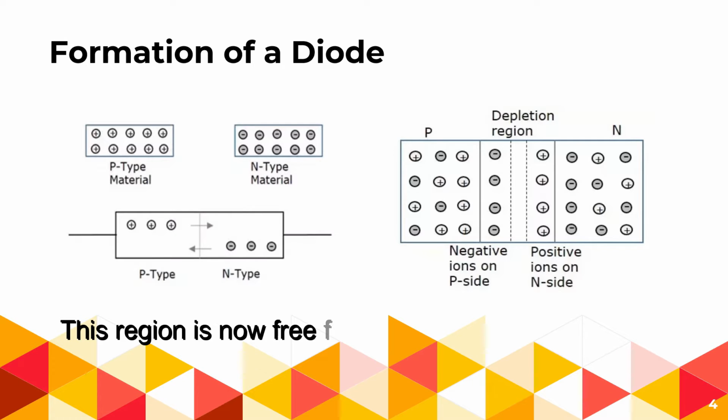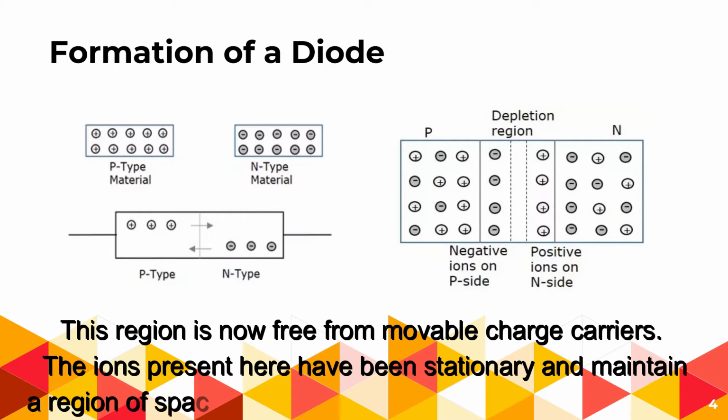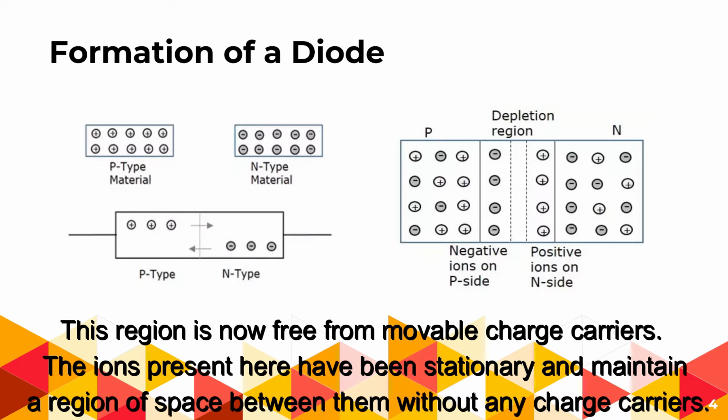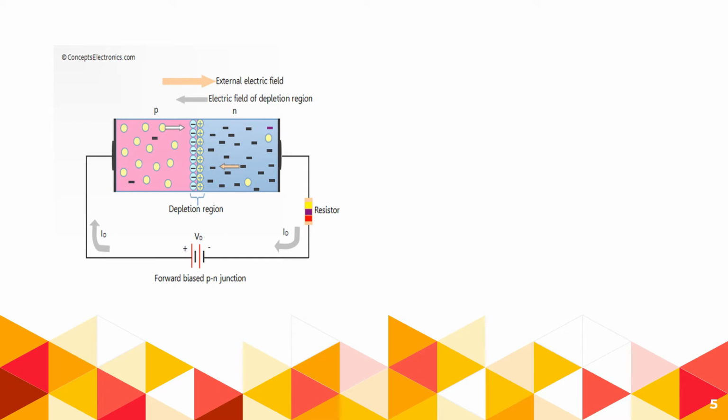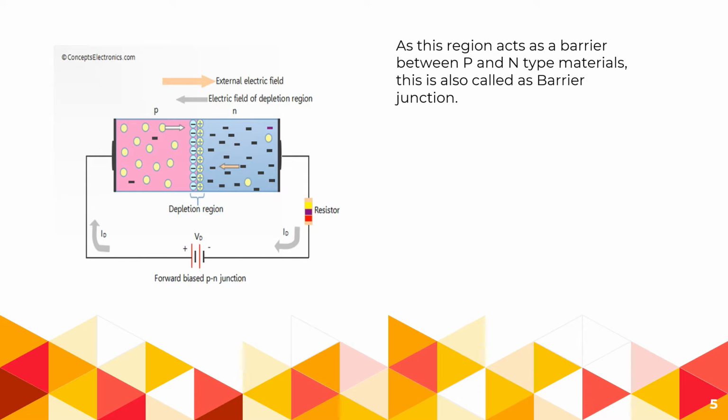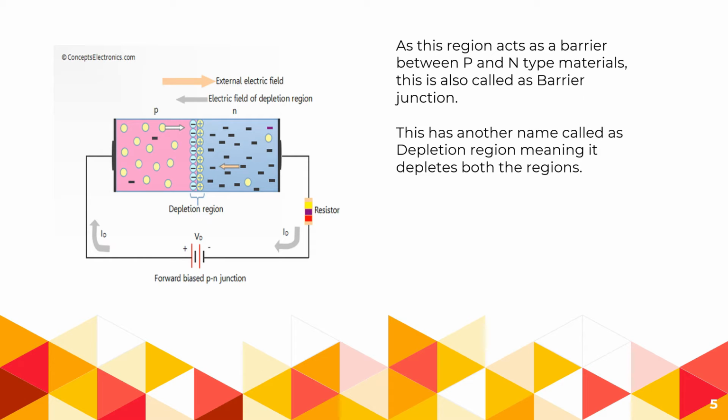This region is now free from movable charge carriers. The ions present here have been stationary and maintain a region of space between them without any charge carriers. From the figure illustrated below, it can be seen that as this region acts as a barrier between p and n-type materials, this is also called the barrier junction. This has another name called depletion region, meaning it depletes both the regions.